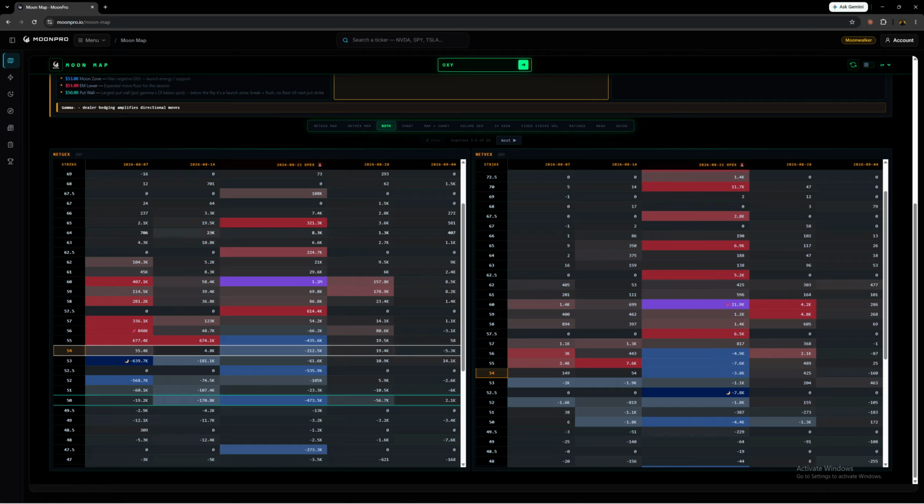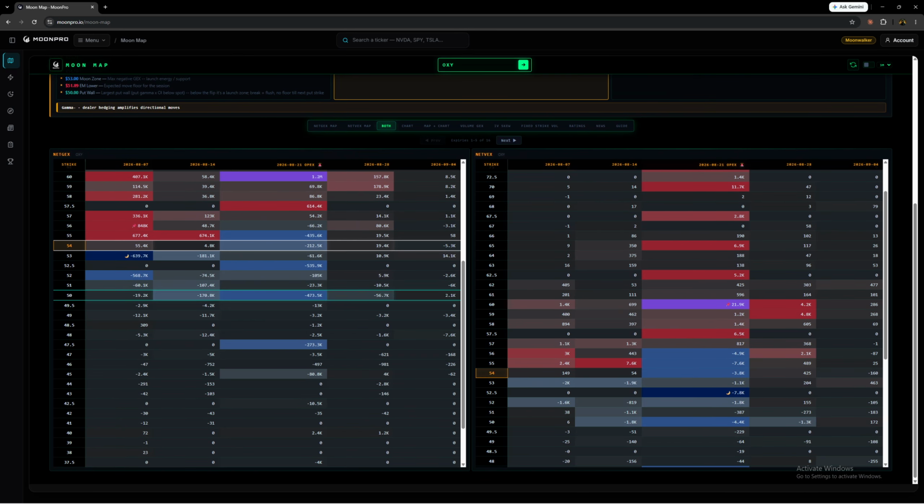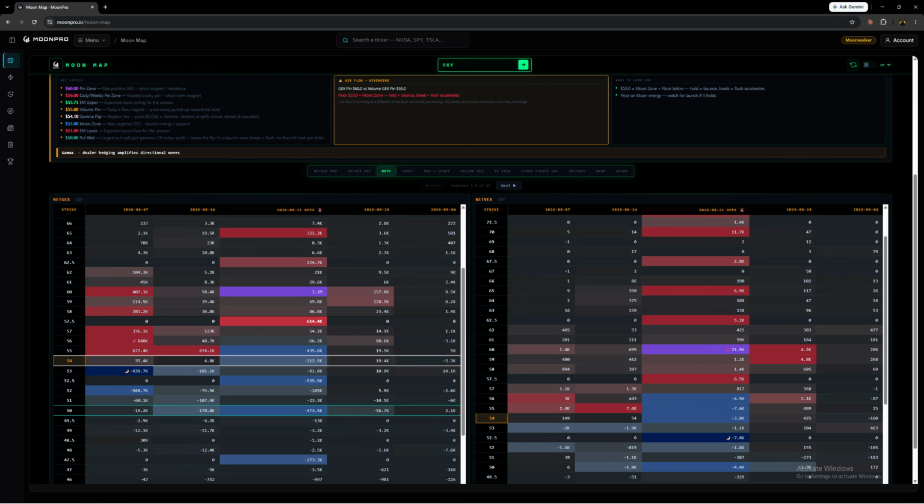Again, I'm not going to go into too much detail about everything. We do have the Discord and we do have the guide, and I'm here. So that's how I use moon maps, specifically how to find plays and what this all means. Again, the pins are usually where price likes to get pulled to. If price is under the gamma flip, price likes to move, expand, and move quickly, whereas if it's above that gamma flip, maybe we chop a little bit. But that's all I have for the moon maps.